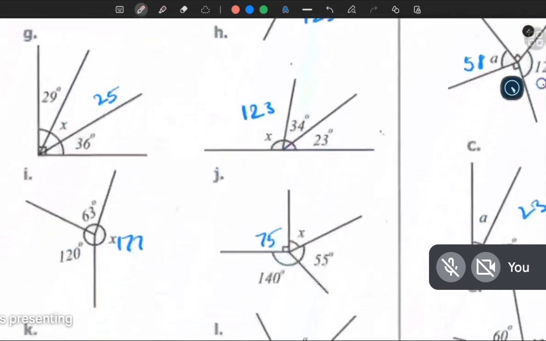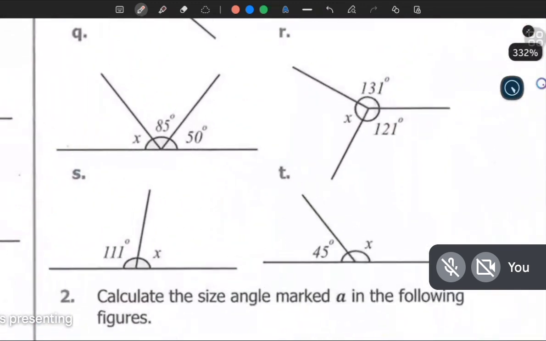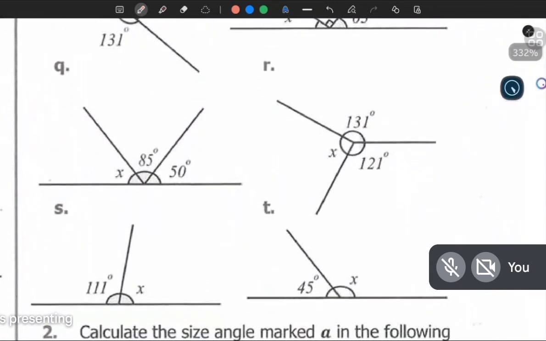Okay. Moving on. So I would like for you to solve Q, R, S, and T. Then we move on to further questions.